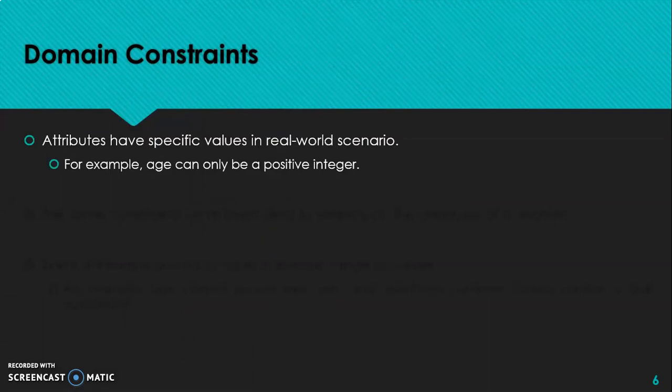Attributes have a specific value in a real world scenario. For example, the age can only be a positive number. Right? So the values supported by the attributes are from a specific range, or we can say a domain. So only those values can be accepted in that particular domain.